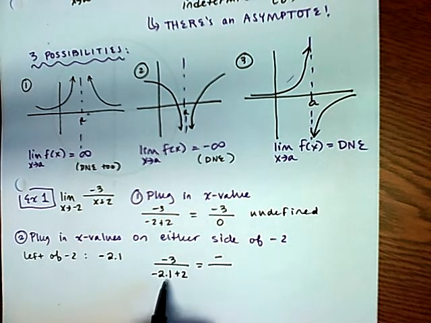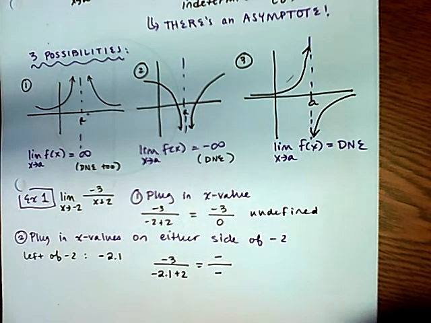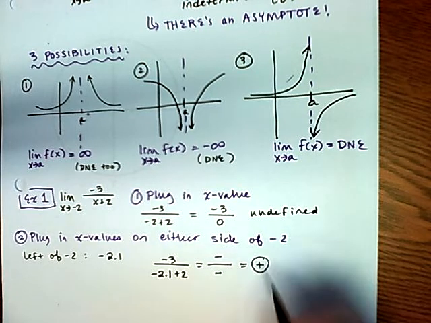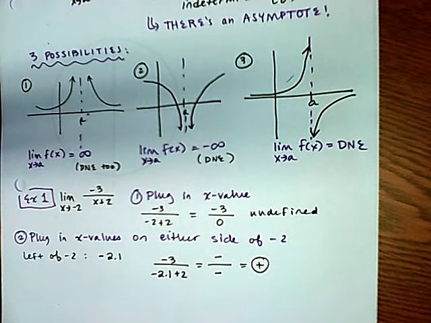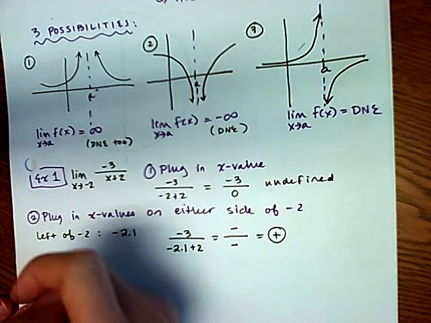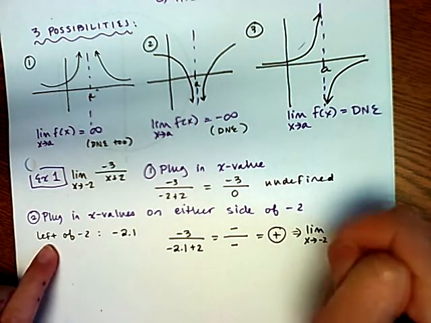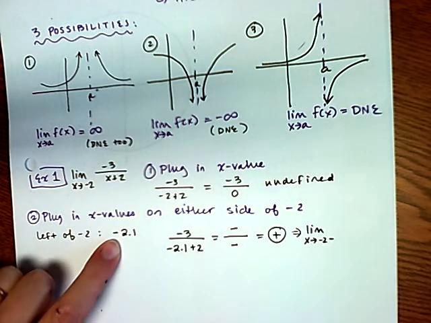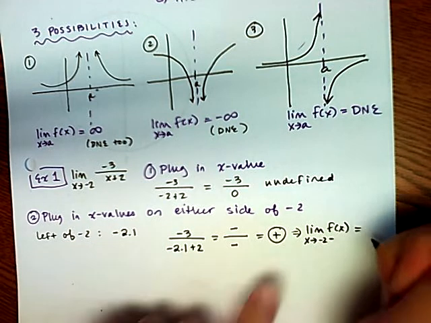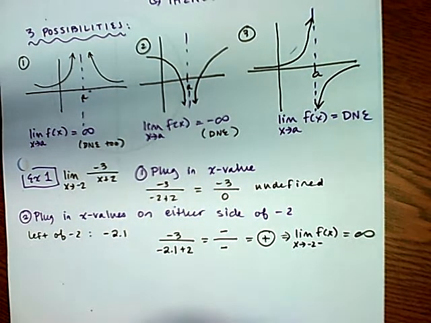Well, I know I have a larger negative number than a positive number, so I know that will be negative. If I have a negative divided by a negative, I know that will equal something positive. I'm circling this plus sign because that's giving me my left-handed limit. That's telling me that the limit, as I approach -2 from the negative side, because I plugged in a place to the left, of this function, which I'm going to call f of x, is equal to positive infinity because I got a plus sign. Now we're going to repeat the process on the right.